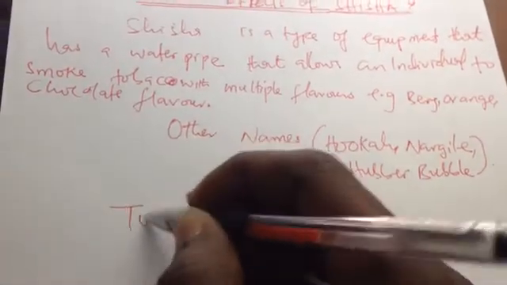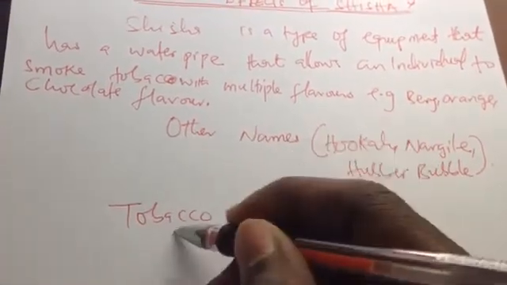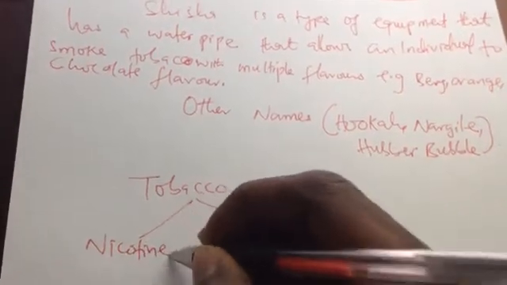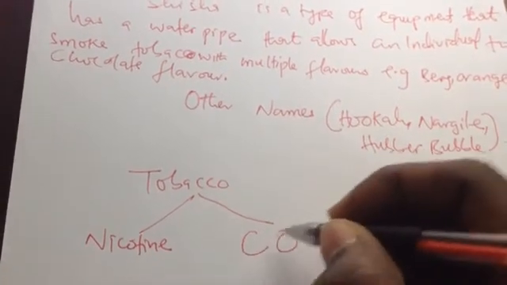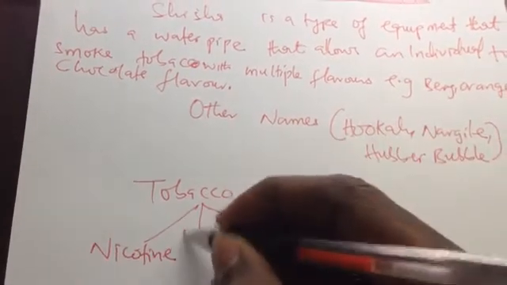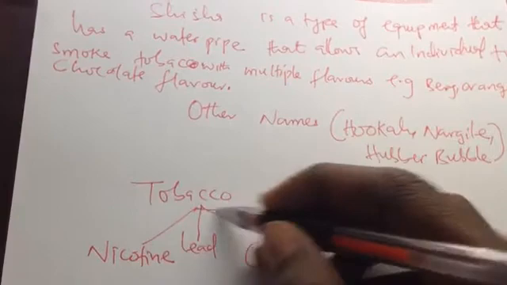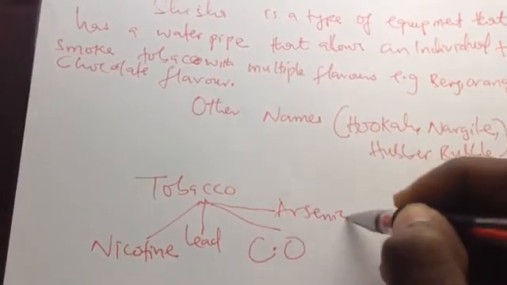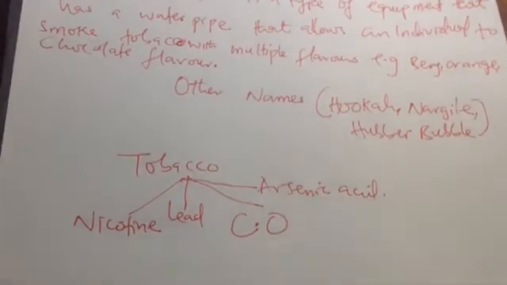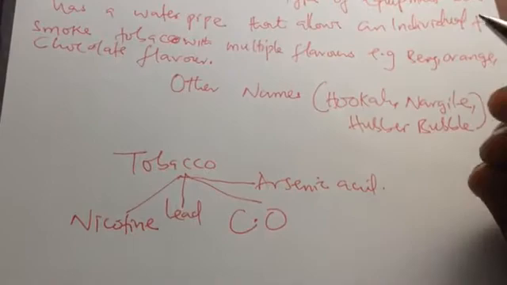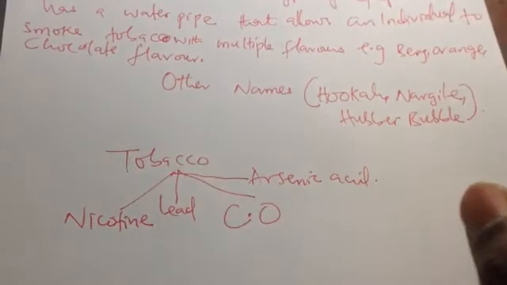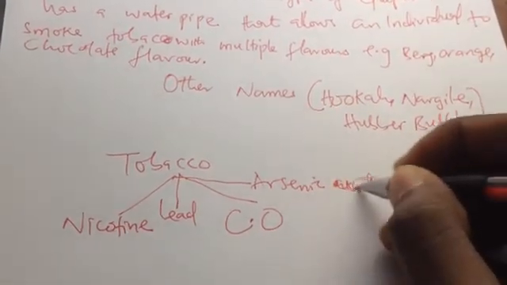Tobacco contains toxins like nicotine, carbon monoxide, arsenic, and lead. There is even another toxin called benzopyrene. So there are so many toxins contained in the tobacco.